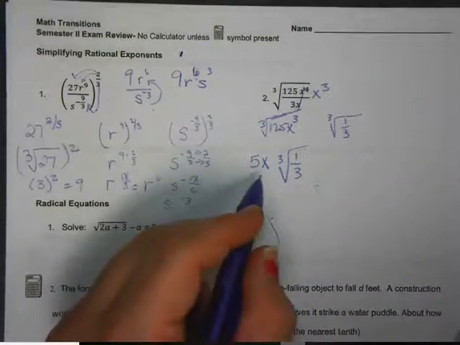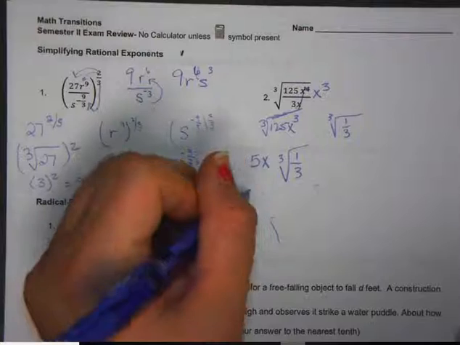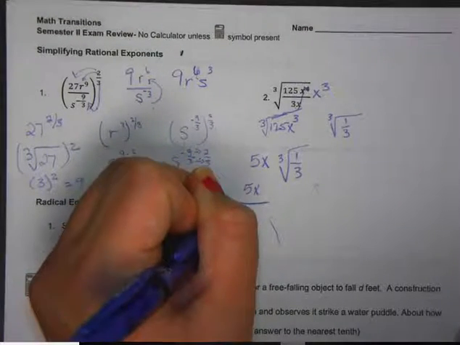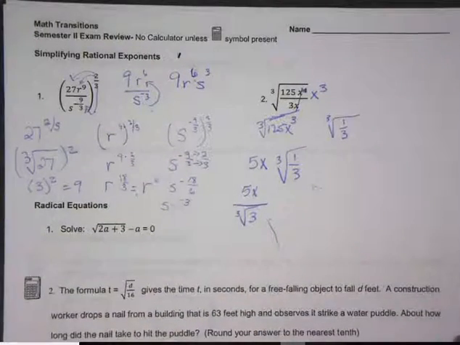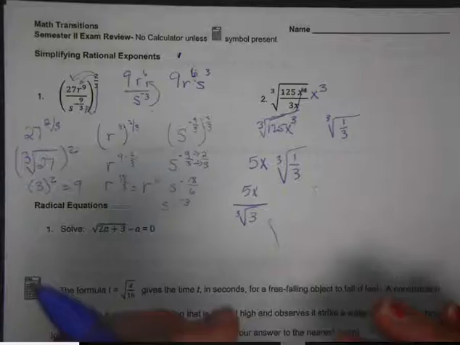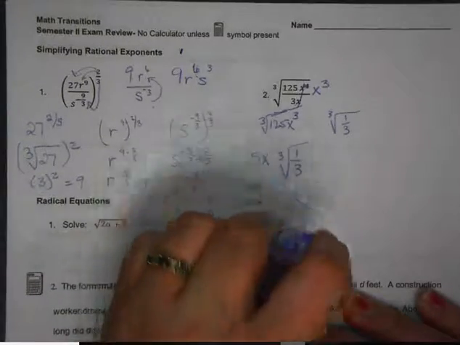Okay, so you can leave it as 5x times the cube root of 1 over 3. We can also have 5x over the cube root of 3. Both of those would work. So you can break this apart any way you want, but we need to make sure we do break it apart. So the next one is just an equation.